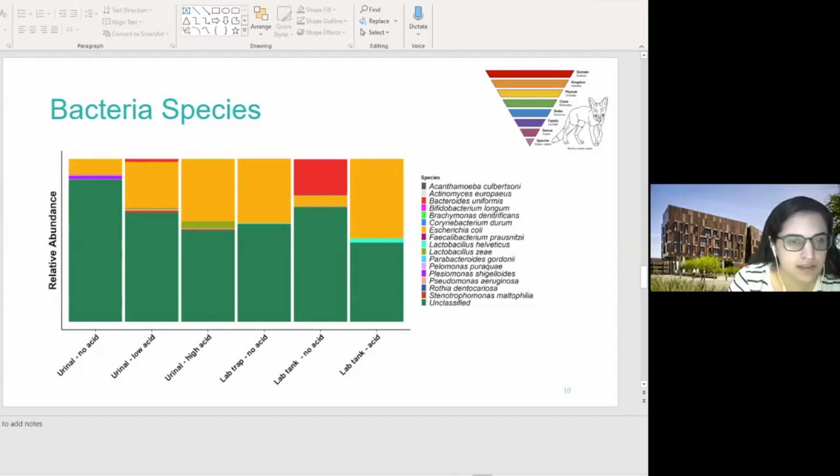But of the classified, E. coli, or Escherichia coli, is the biggest chunk of what we found, which, like I said, comes from fecal contamination. The lowest amount of E. coli was found with the urine that was collected with no acid. And once you add acid, if you go from low acid to high acid, you're increasing the relative abundance of E. coli in the stored urine.